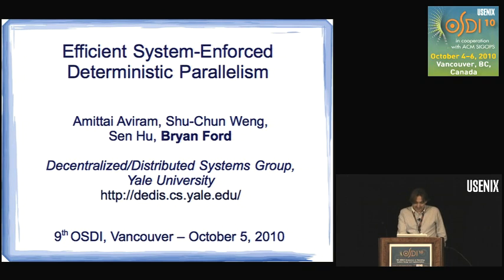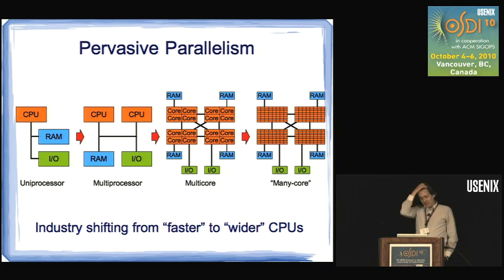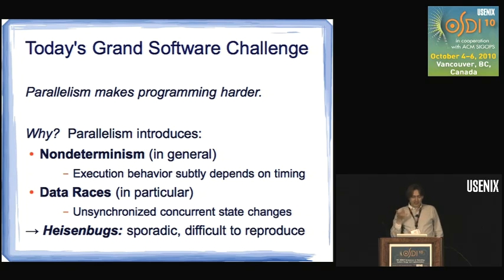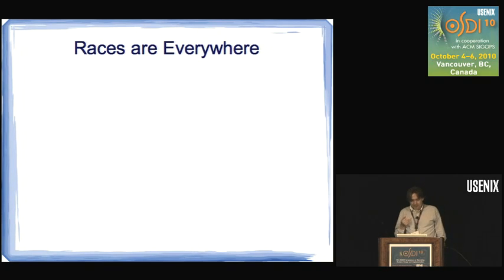Okay, so we all know this industry has made a recent hard right turn from building ever faster CPUs to ever wider, more parallel CPUs. And this has created a new grand software challenge that you've seen ample evidence of in this OSDI: parallelism makes programming a lot harder in a number of ways. In particular, it introduces non-determinism and data races, which produce Heisenbugs. And we don't like it.